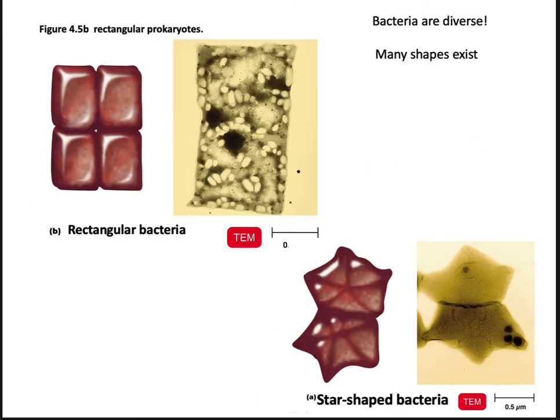Okay, now I'm showing you this because it's really cool. It's really fun, right? Bacteria can exist in all shapes and sizes. Well, not all shapes, not all sizes, but many types of shapes. So some cool ones are these rectangular ones, which are actually growing on a crystal of salt. And this one is star-shaped.